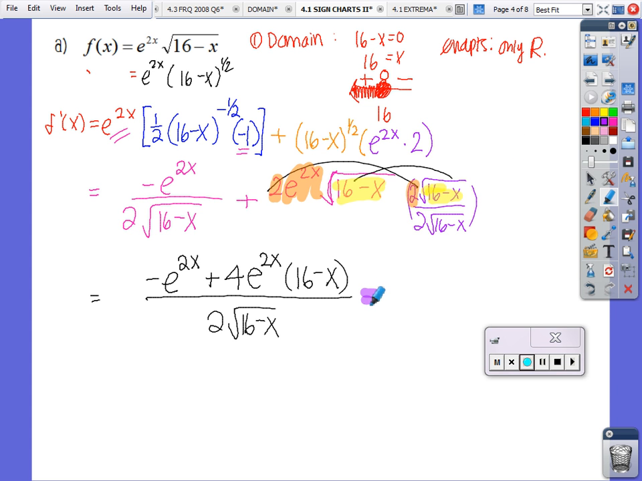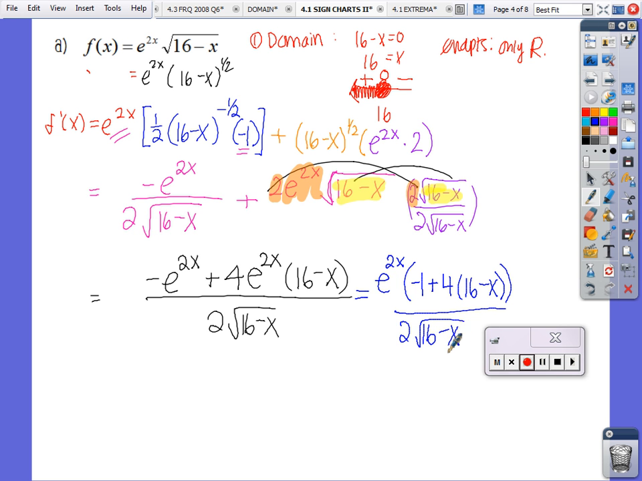Next part here, let's see what we can do. I think we can factor out an e to the 2x, which gives us negative 1 plus 4 times 16 minus x all over 2 square root of 16 minus x. Let's see. Now I get e to the 2x times, so this becomes 64 minus 4x, and so I end up with positive 63 minus 4x all over 2 root of 16 minus x.